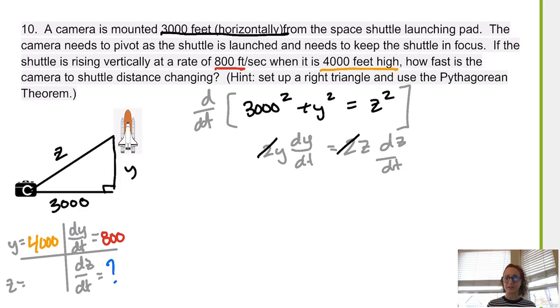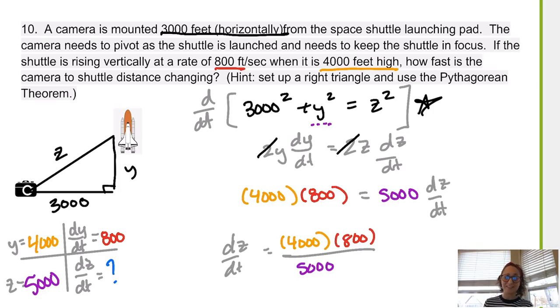I've got y, I've got dy/dt, but I do not have z, right? So I can come back here to figure out what z is in the moment that I freeze frame. The moment I'm freeze framing is when my vertical distance, when y is 4,000. So if I plug in 4,000 to y, can you tell I'm going to get a 3, 4, 5 triangle? Yeah, so z is going to be 5,000. Okay, so now we have everything we need to plug in. I'm going to go ahead and pause. You plug in, and then let's solve for dz/dt.